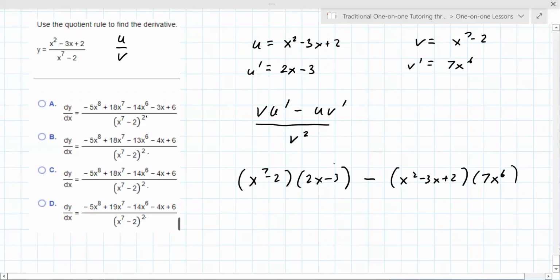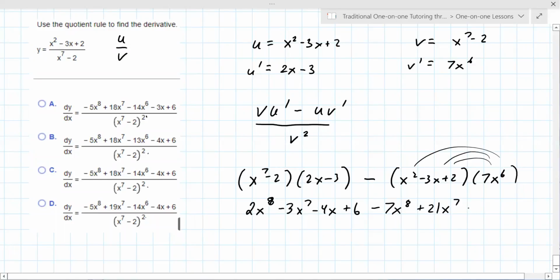All right, so we're going to FOIL this one on the left here. 2x to the 8th minus 3x to the 7th minus 4x plus 6. And then we're going to multiply each of the ones on the left here by 7x to the 6th, but we're going to negate it. So minus 7x to the 8th plus 21x to the 7th minus 14x to the 6th.